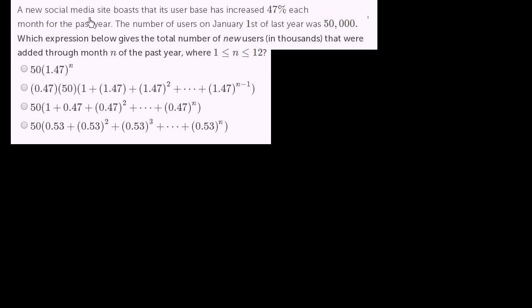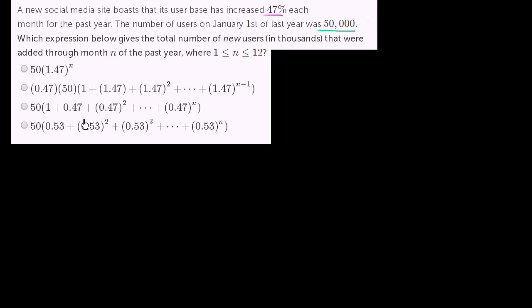A new social media site boasts that its user base has increased 47% each month for the past year. The number of users on January 1st of last year was 50,000. Which expression below gives the total number of new users in thousands that were added through month N of the past year, where 1 is less than or equal to N, which is less than or equal to 12?